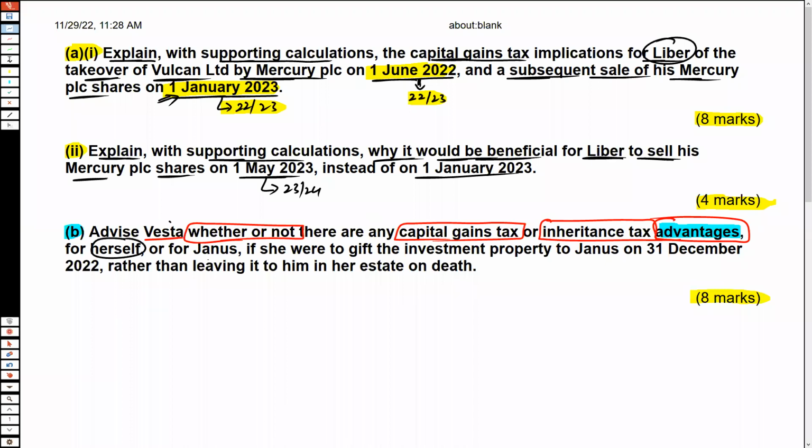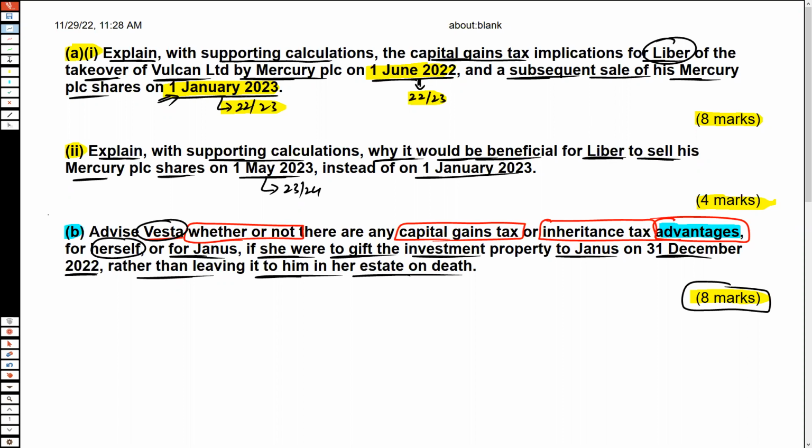Herself means for Vesta or for Janice, if she were to give the investment property to J on 31st December 22 rather than leaving it to him in her estate on death. How would you be dividing the 8 marks by reading this requirement B? Plan what to do for attempting requirement B.